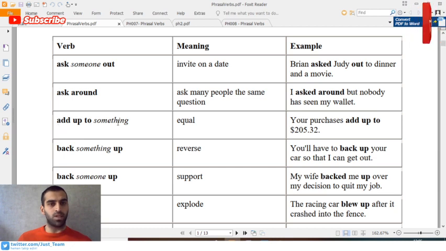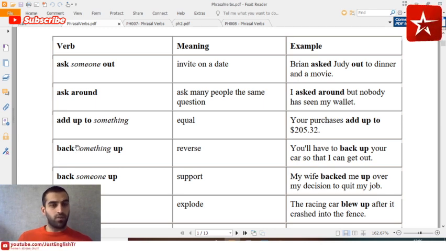Add up to something. It means equal. For example, your purchases add up to $205.32. So your purchases add up to $205.32. Add up to, it means equal. Equal means eşit in English.